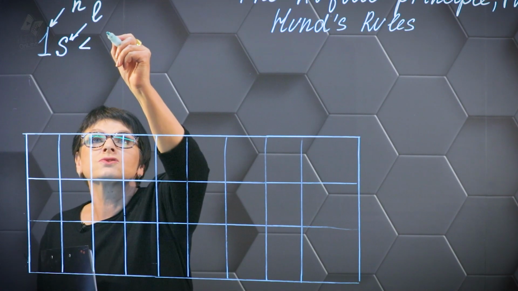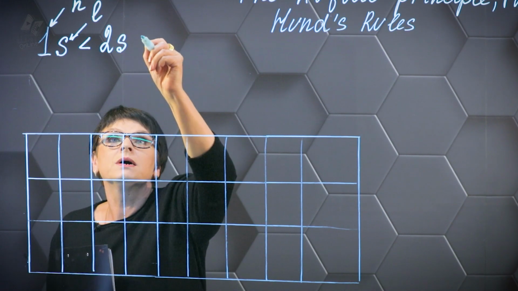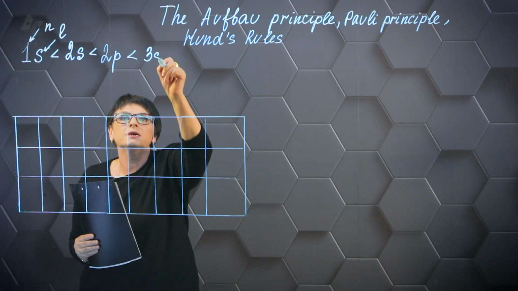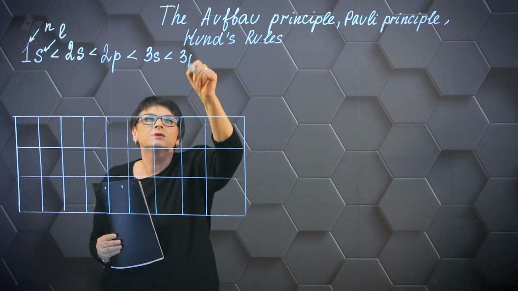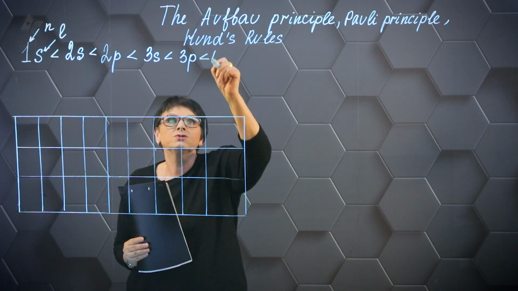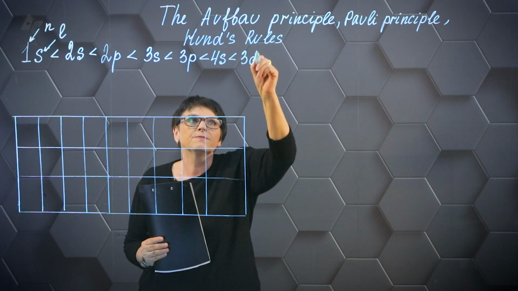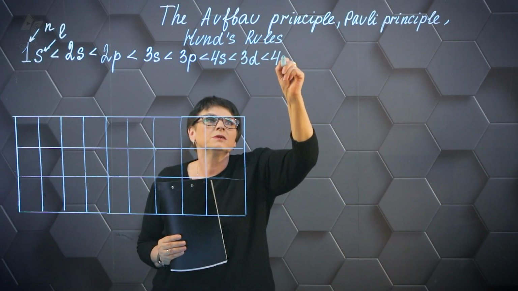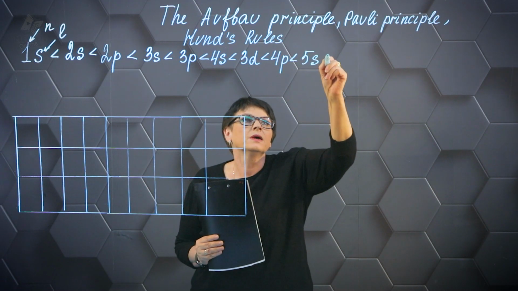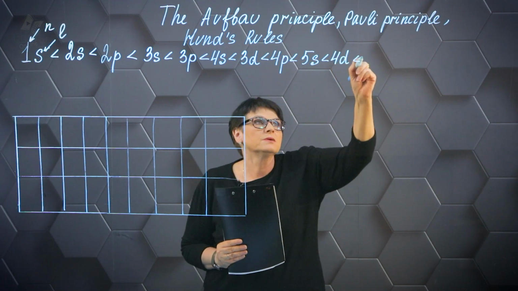So this level is the lowest in terms of the energy number. 2s. Then 2p. After 2p comes 3s, followed by 3p. But after 3p, according to the Aufbau principle, it's 4s, followed by 3d, then 4p. The next one goes 5s, then 4d, followed by 5p.